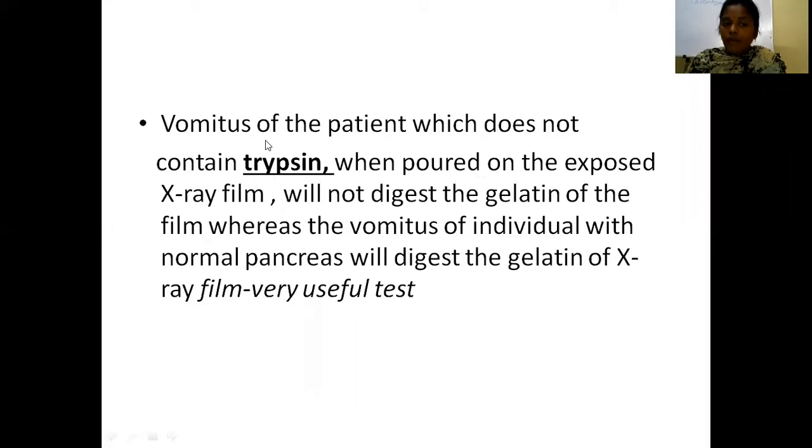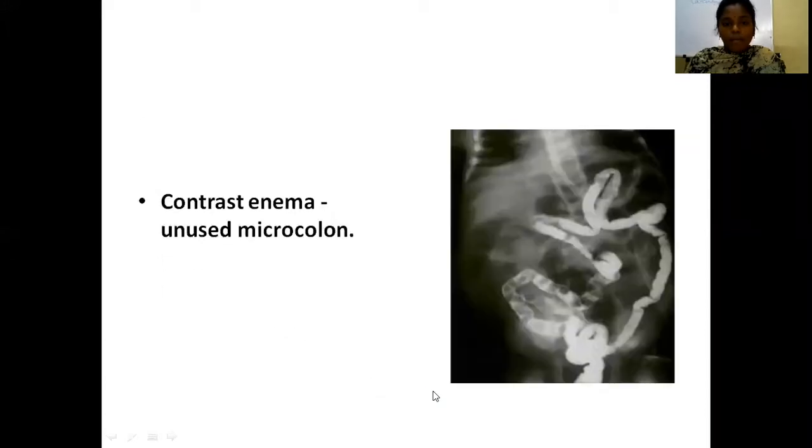In case of meconium ileus, if the underlying cause is cystic fibrosis, there will be deficiency of pancreatic enzymes like trypsin. If the vomitus of this patient with meconium ileus does not contain trypsin, when poured on the exposed X-ray film, it will not digest the gelatin, whereas vomitus of an individual with a normal pancreas, which contains trypsin, will digest the gelatin. This is a useful test, right? Because this indicates an exocrine pancreatic abnormality.